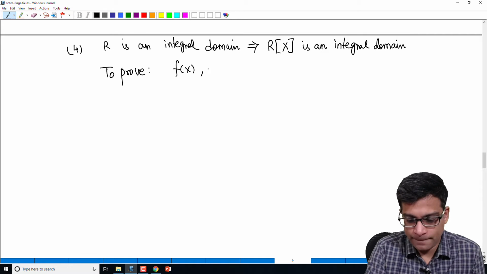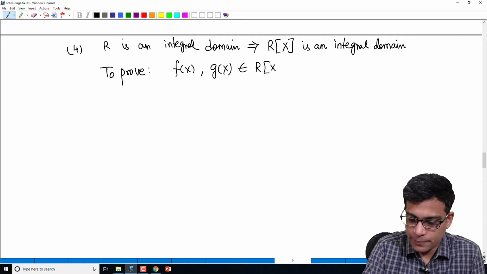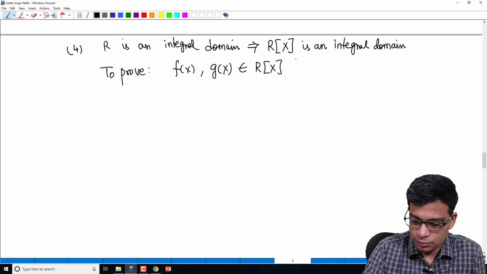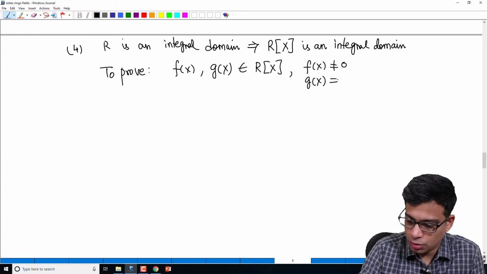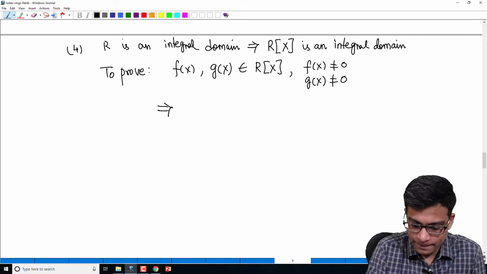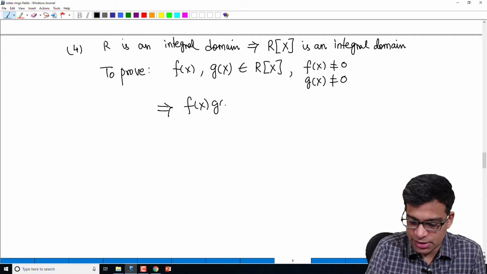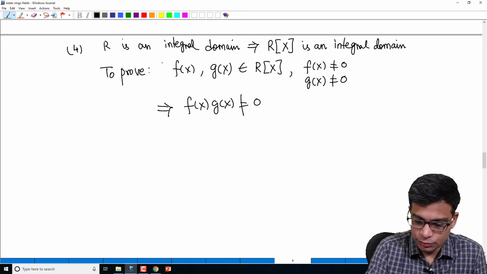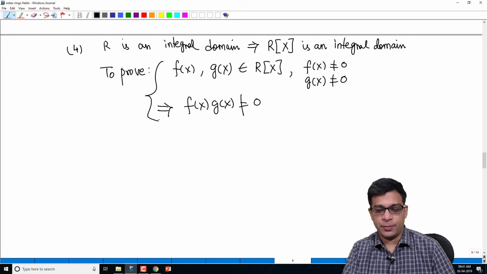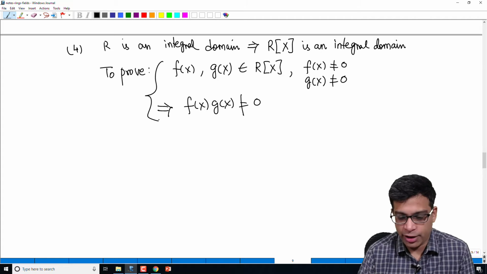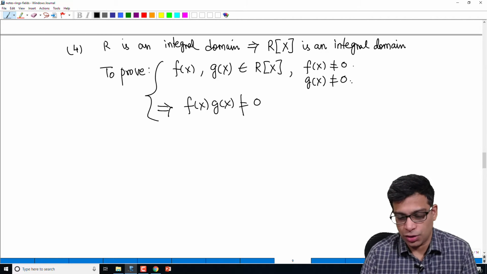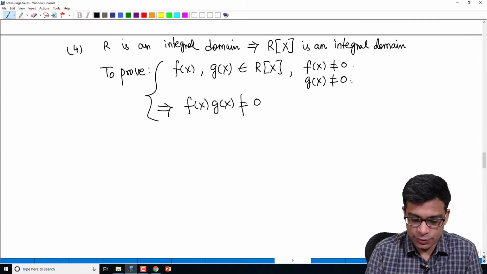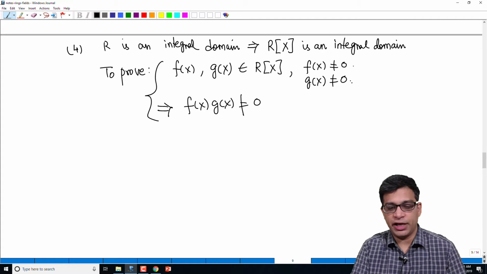So if f(x) and g(x) are in R[x], let's say f(x) is non-zero, g(x) is non-zero, then f(x) times g(x) is non-zero. This is the contrapositive statement for the definition of integral domain. You take two elements which are both non-zero, their product is non-zero. This is not difficult now to show, so I'll leave the details for you.